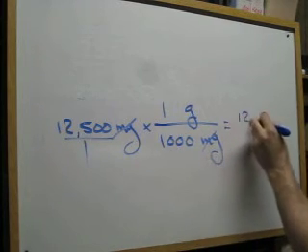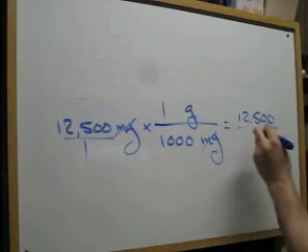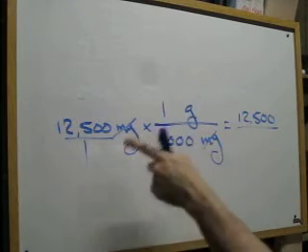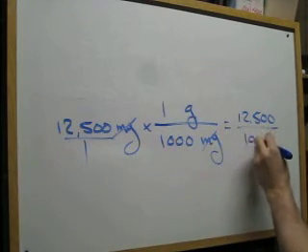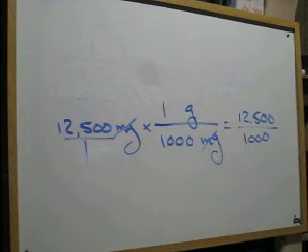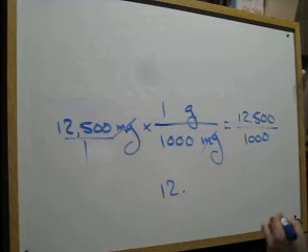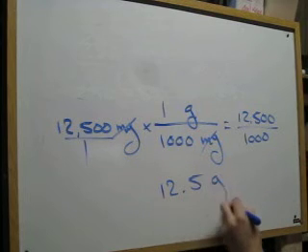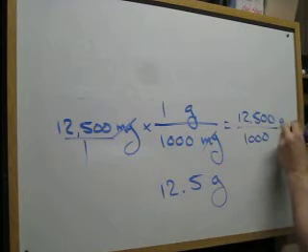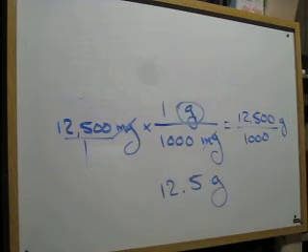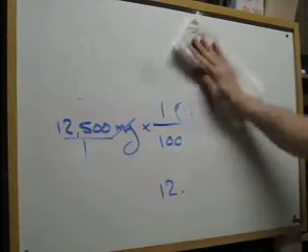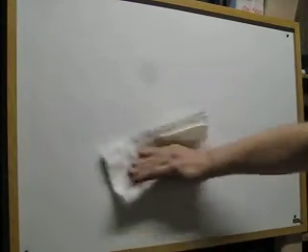Multiply 12,500 times 1. Don't worry about that. Divided by 1,000. And I end up with a bottle that weighs 12.5 grams, because that's what I have left is grams. I didn't cross those out. So that is the lecture for problem set 8.3.